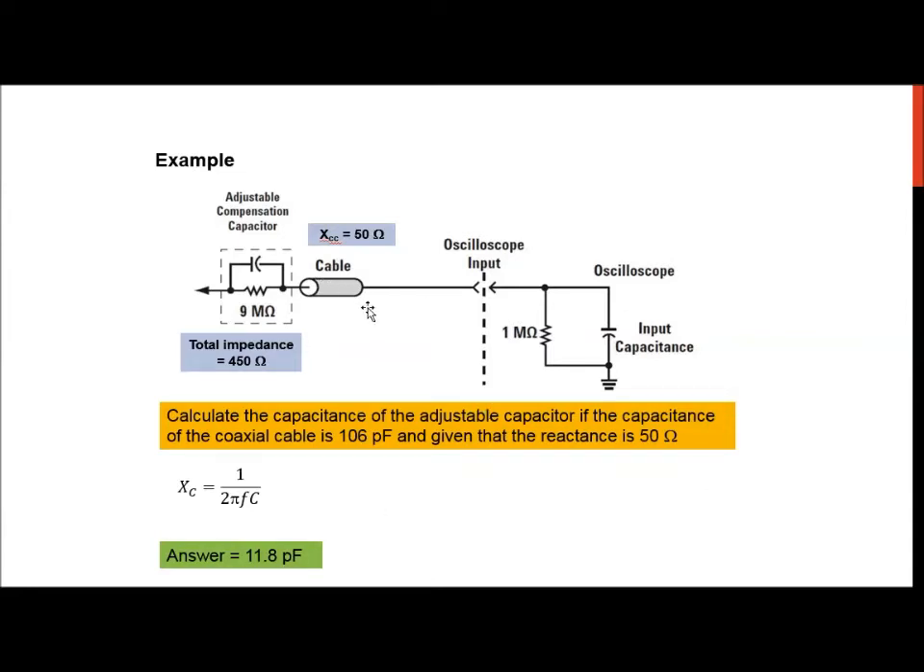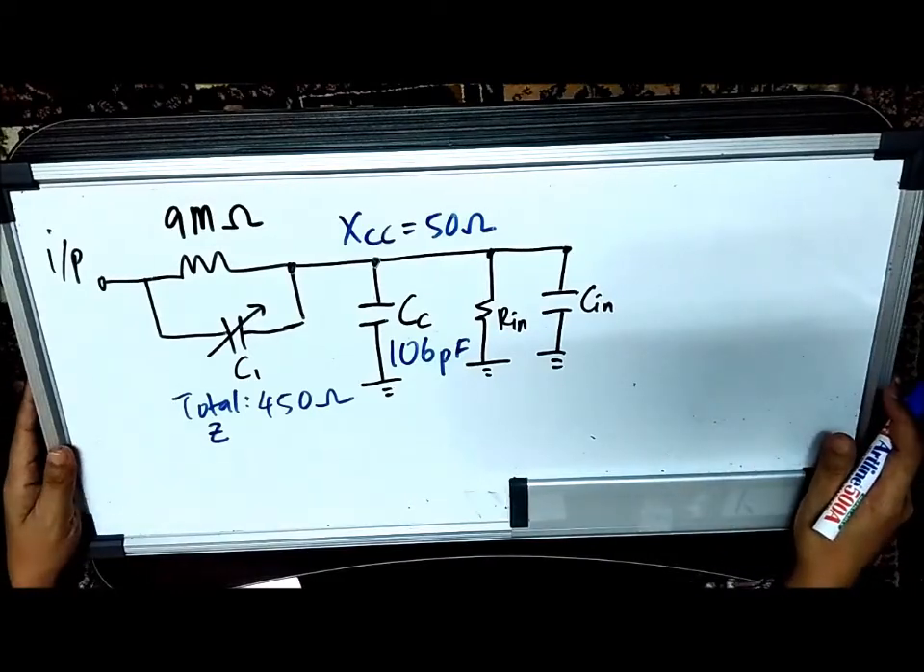So what you need to do is find out the frequency, and from the frequency you can calculate the capacitance here, because you are given the total impedance of this combination. 9 mega ohm is in parallel with this capacitance. So I will show you how we can get this answer. A few moments later. So this is the figure for this example.